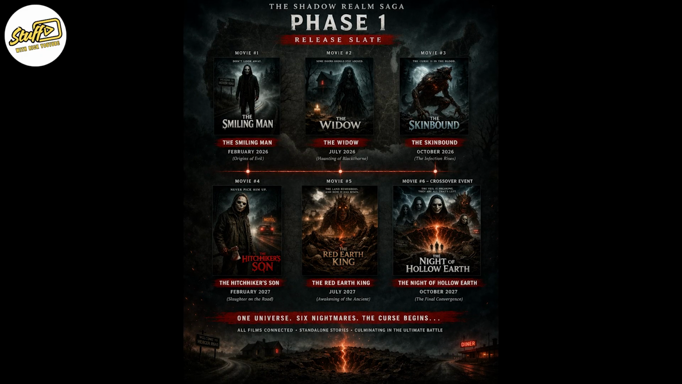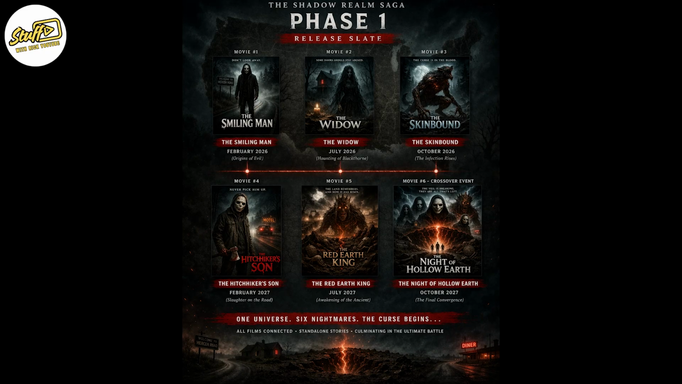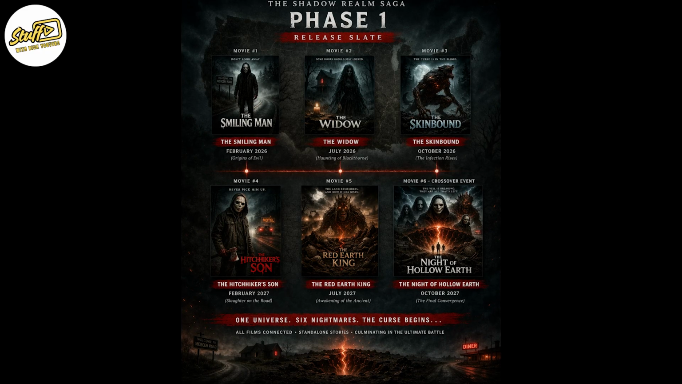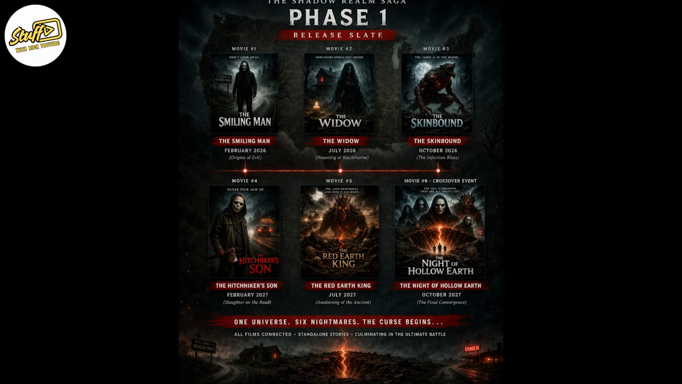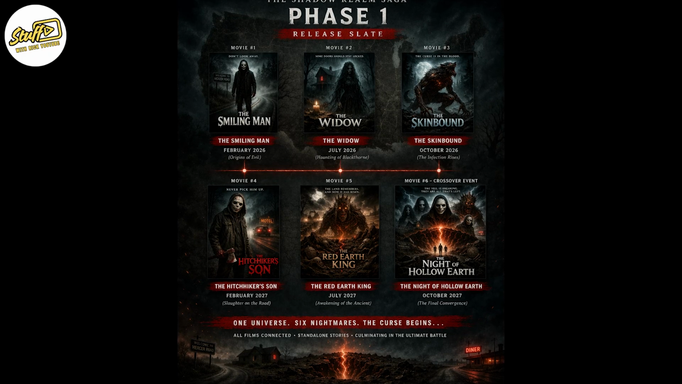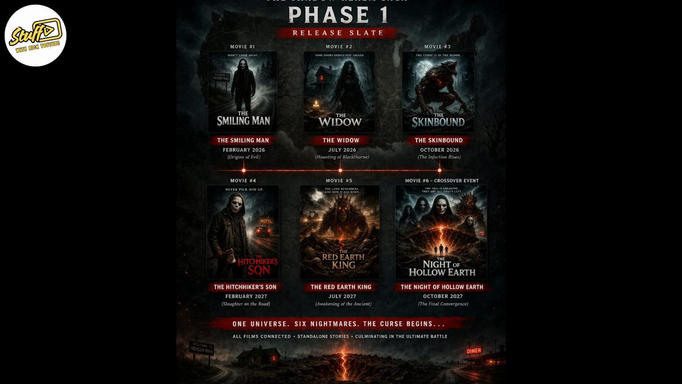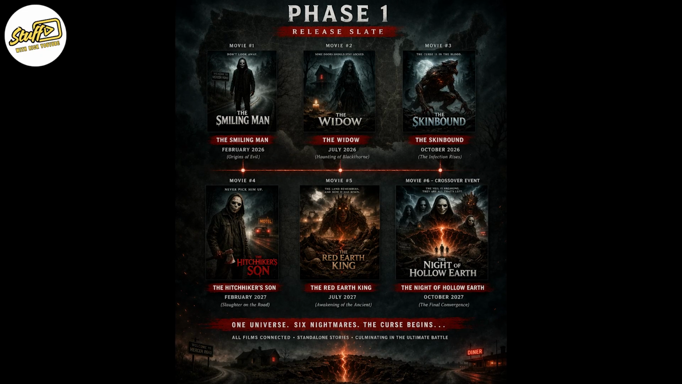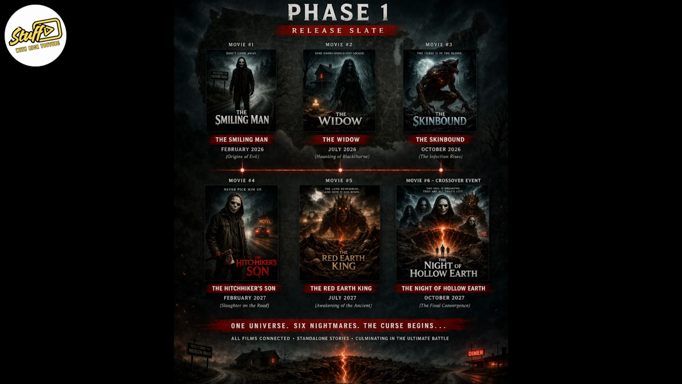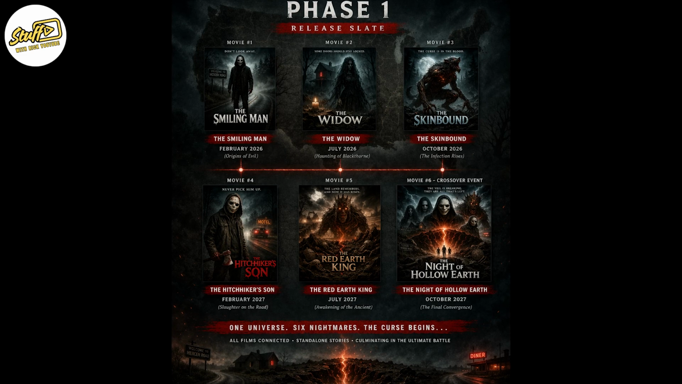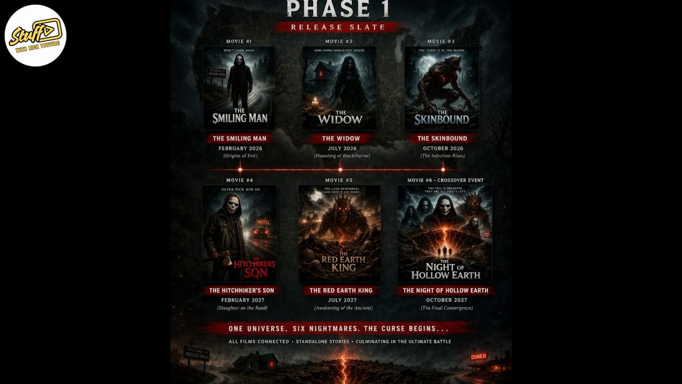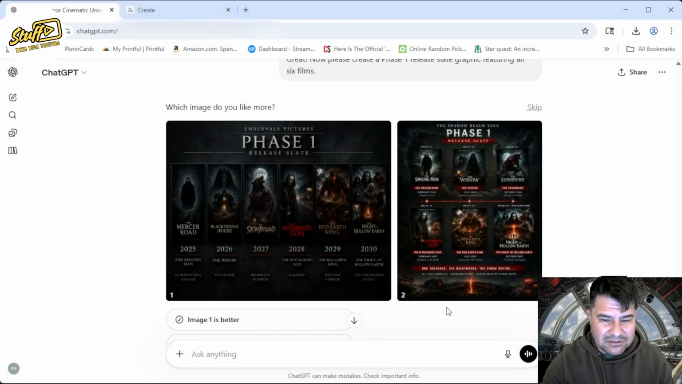All films connected. Standalone stories. Culminating in the ultimate battle. Awesome. Okay, Smiling Man, The Widow, Skinbound, Hitchhiker's Son, Red Earth King, Night of Hollow Earth. Great. And this one's called the Shadow Realm Saga. So that's cool. I like that a little bit better. Phase 1 release slate. And yeah, so cool. We've made our cinematic universe.